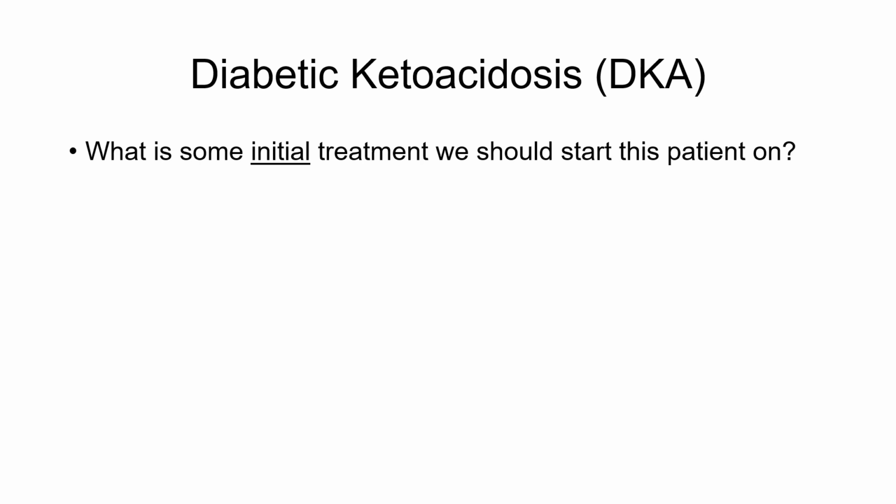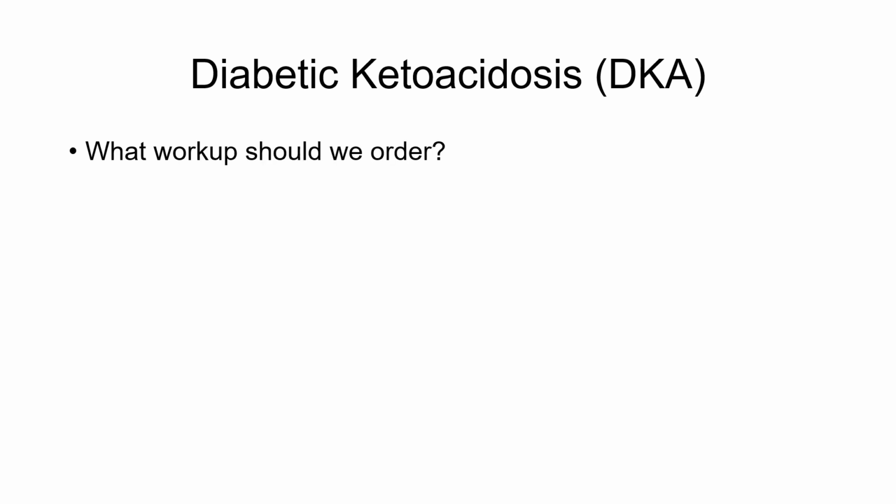Otherwise, we'd probably want to treat their symptoms. The patient's having nausea and vomiting, so maybe I'd want to give them some Zofran, 4 milligrams IV. I probably want to keep them comfortable and treat the pain that they're having in their abdomen. So maybe I'd give them 4 to 8 milligrams of morphine IV, which is a standard dose for an adult patient. And speaking of workup, what workup should we order for this patient?